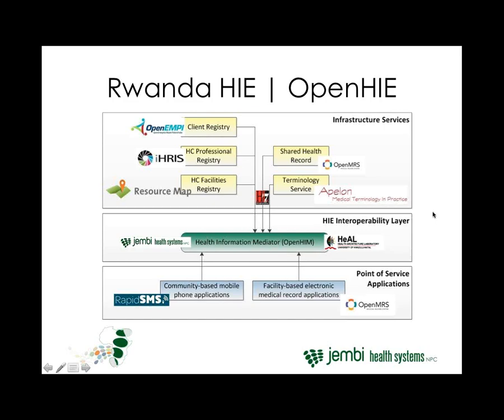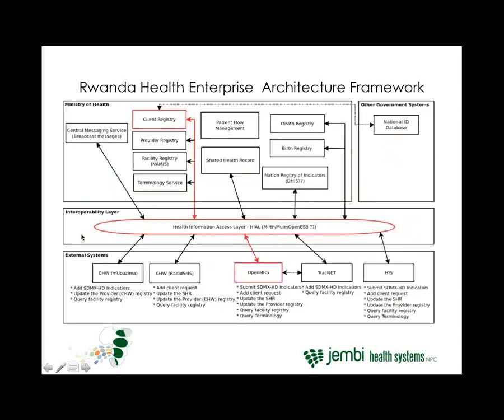Right. So, Carl, let me clarify this. In the ideal world, you would have 5 infrastructure registries at the top: the client registry, the professional registry, the facilities registry, the terminology service.